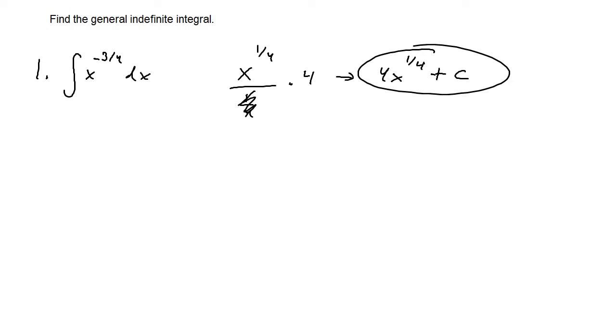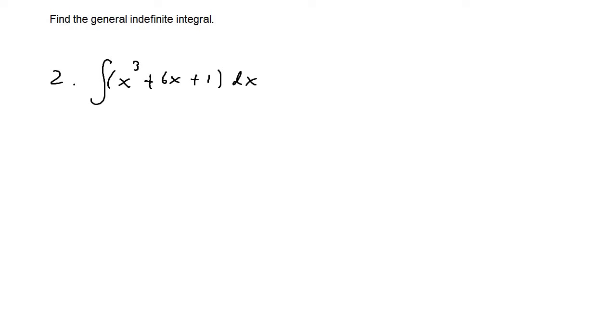Now the good thing with this is you can also double check by deriving what we've got. So if you derive 4x to the 1/4 plus c, you'll get right back to x to the negative 3/4 power. Now for number 2, we have the integral of x cubed plus 6x plus 1 dx.